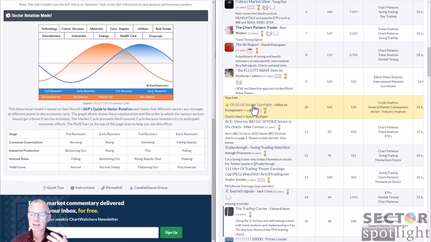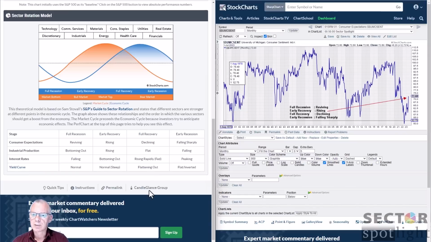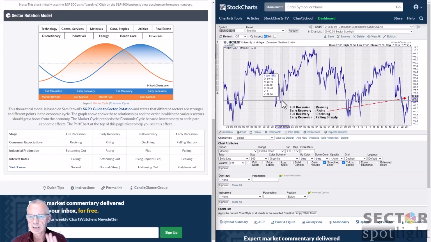If you click on it, you can save it to your own system and have a look at these four economic indicators, as well as the monthly charts for the economic sectors with my annotations on them. So now we have the model on the left-hand side and my chart list on the right-hand side, and we can go over those four economic indicators. On every chart there are the four stages as they are described in the table below.